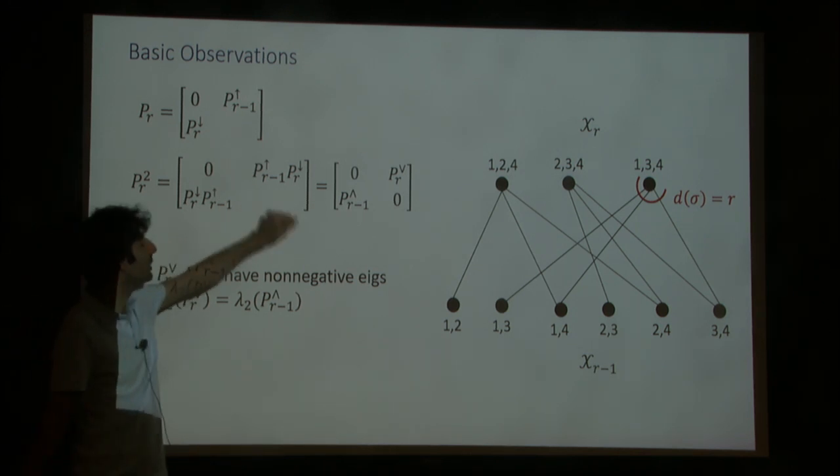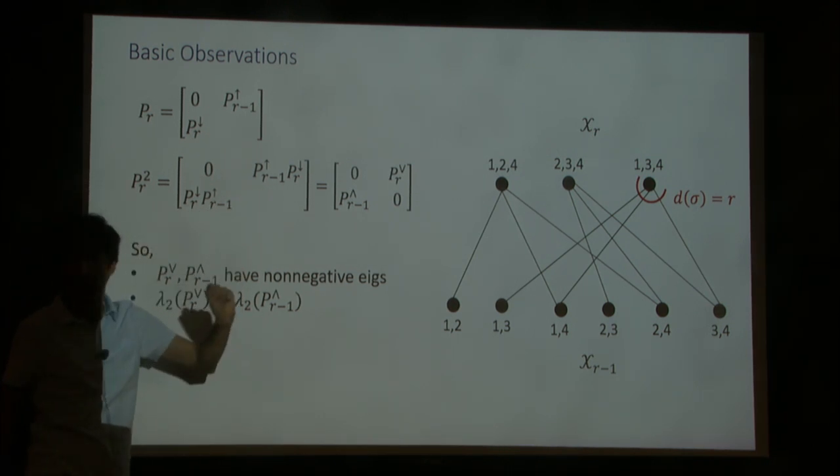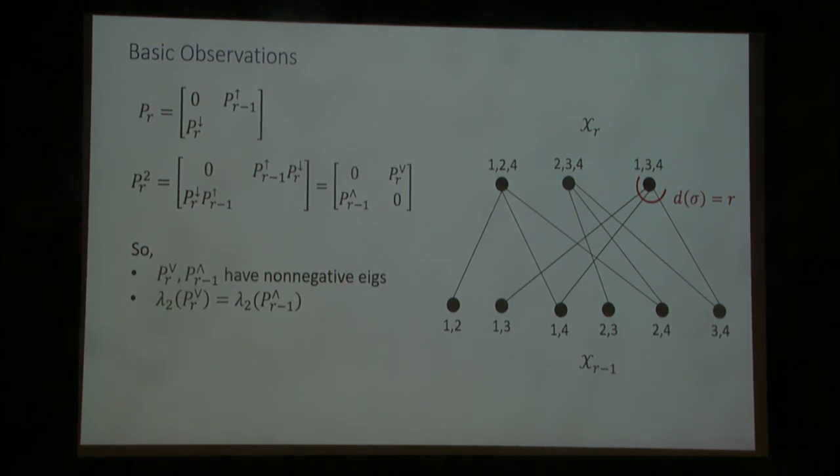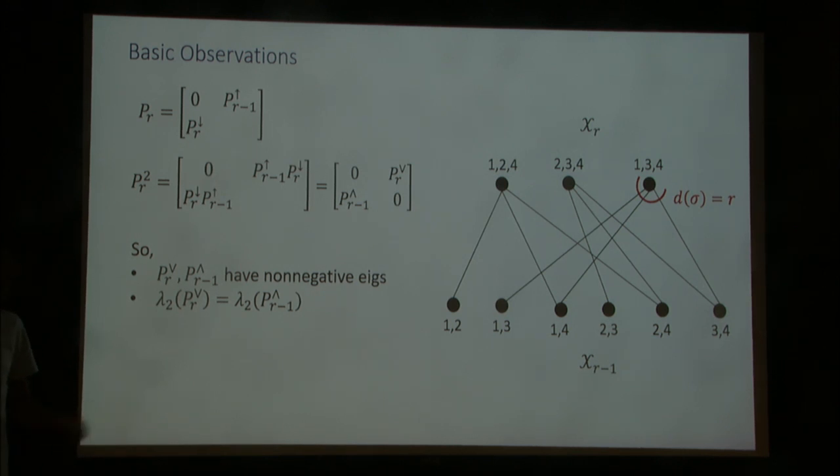Secondly, because you get this factorization of these two matrices, one of them is this, one of them is the other. So these two matrices have exactly the same eigenvalues. This is a simple fact in linear algebra that AB and BA have the same eigenvalues. So lambda 2 of PR down up is equal to lambda 2 of PR minus 1 up down. So if I want to study this, I can just study the other one. Maybe I can do induction. Instead of studying R, maybe I can study R minus 1 and then do induction. Okay, so that's what I want to do.